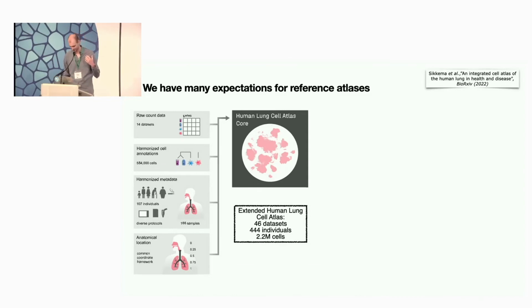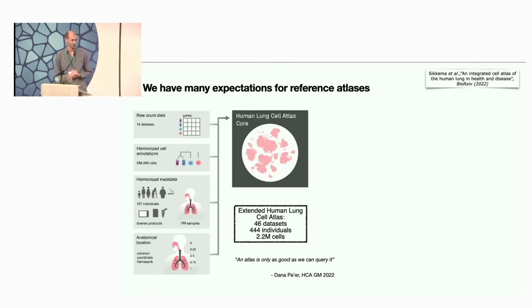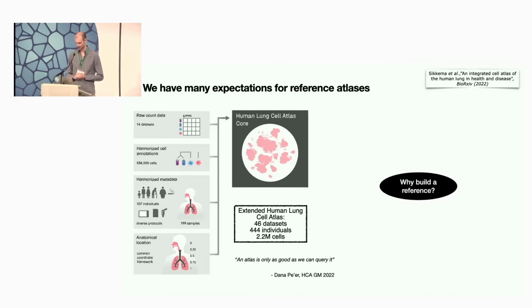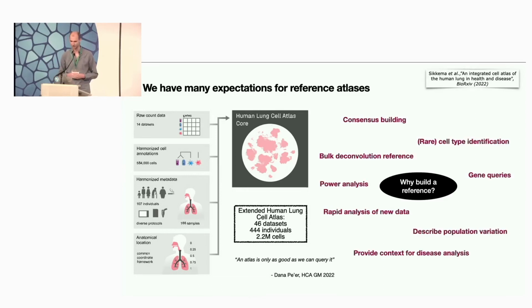And then Dana pointed out something amazing, which I thought I'd put as a quote in here. An atlas is only as good as we can query it, right? So the question really is, why do we build a reference, and what are those use cases? And Anir spoke about this a little bit before as well, and there are very many things. We have very different expectations of an atlas, a lot of which have been mentioned already. Maybe something that we specifically have focused on is building consensus. If I call a cell type a goblet cell, you might call a goblet cell something quite different. And so only by combining these data sets and then querying them specifically can we really build this consensus.